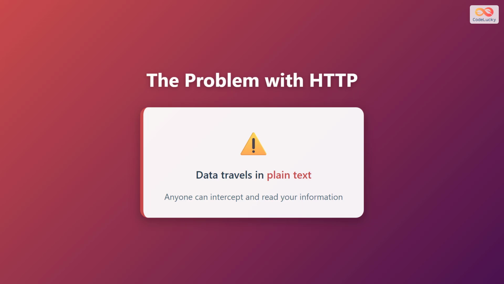The major problem with HTTP is that all data travels in plain text. This means anyone intercepting the connection can read your information, including passwords, credit card numbers, and personal messages. This lack of encryption makes HTTP insecure for sensitive transactions.